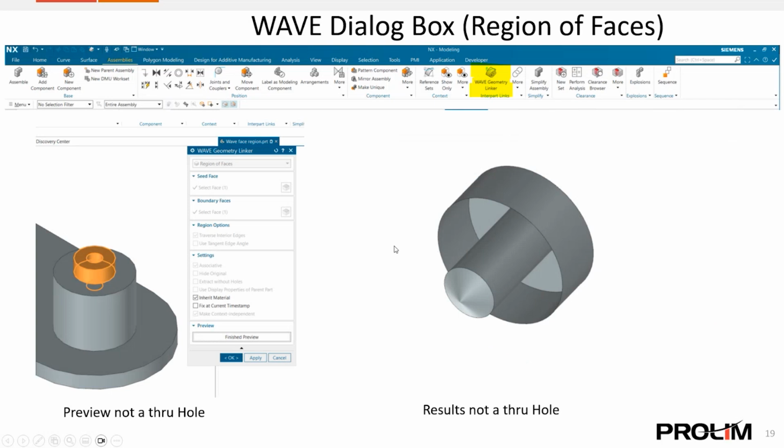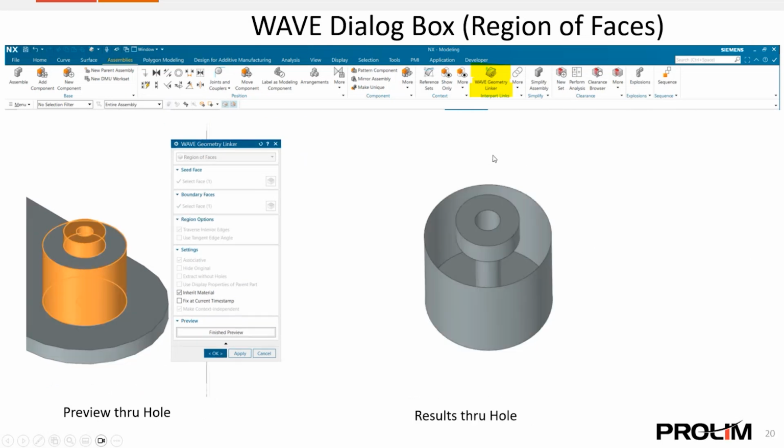If we look at our geometry linker here for our wave face regions of face, in this case, I have the same assembly, but I have 2 different parts at the top. One has a through hole, one has not a through hole. This example I'm showing right now is without the through hole. I select the same faces, and you'll see the difference in a second when I go to the next slide. When I select this, you can see these are the regions it gives me. However, when I do it with a through hole, you can see I get slightly different results.